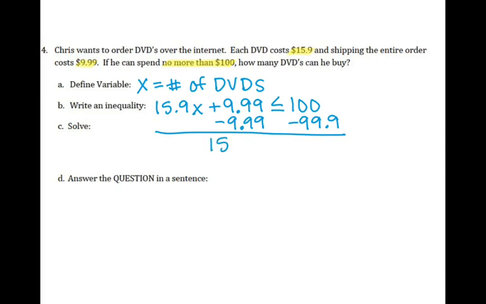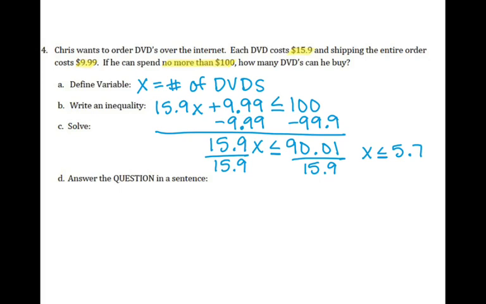Then I have 15.9x is less than or equal to 90.01. Divide by 15.9. And we get x is less than or equal to 5.7.